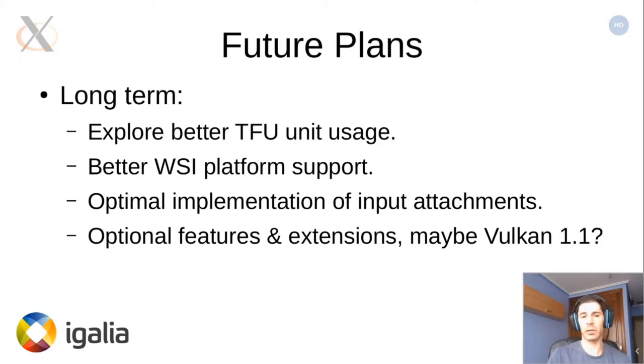We actually noticed that there is a game, VK Quake 2, that uses this functionality of input attachments, so it would be nice to implement this and see how it affects our performance. Then, of course, there are a lot of optional features and extensions on top of Vulkan 1.0 that we would like to implement for sure. And as we make progress with that, we should also assess if we can do Vulkan 1.1 or how much of it we can do. Vulkan 1.1 is something that we haven't really thought about yet, but we should definitely do that at some point in the future.